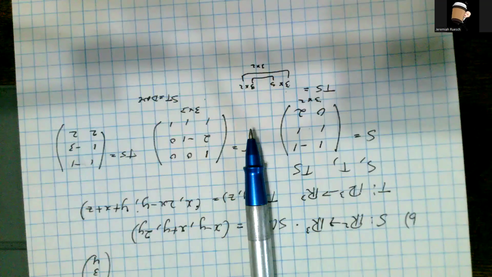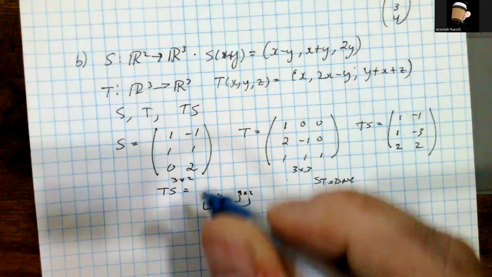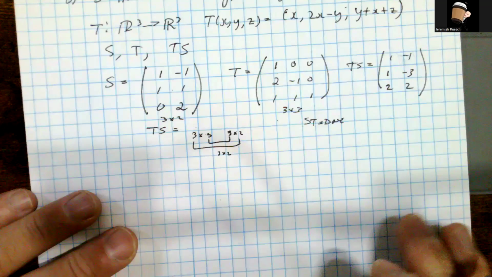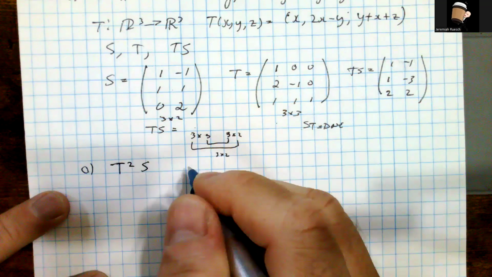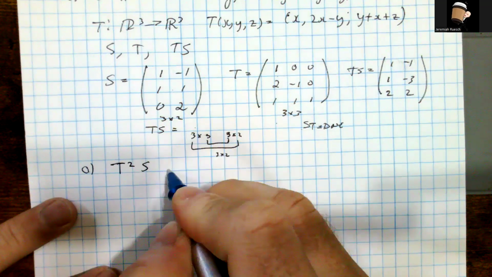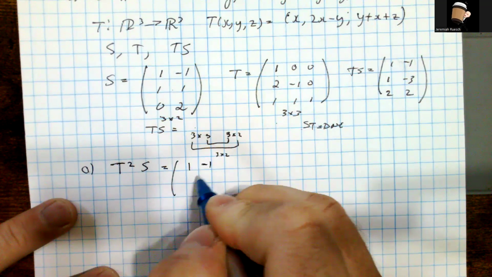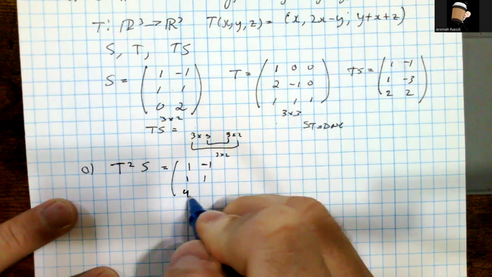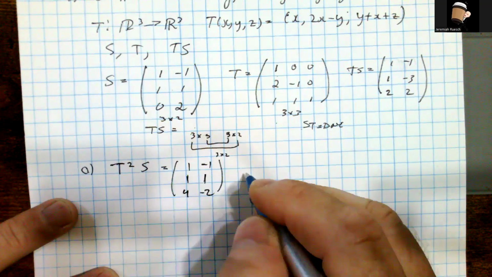Okay, so now that we're back here, for part C we wanted to compute T squared S, and we got that it equaled 1, -1, 1, 1, and 4, -2. Okay, and we want to write this out formally.